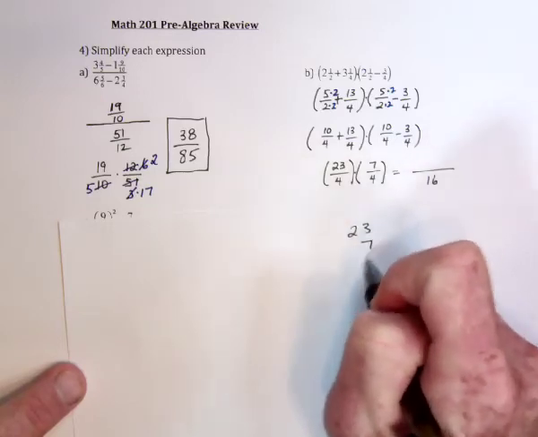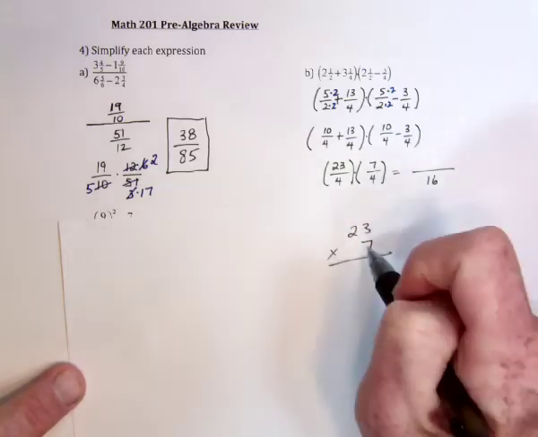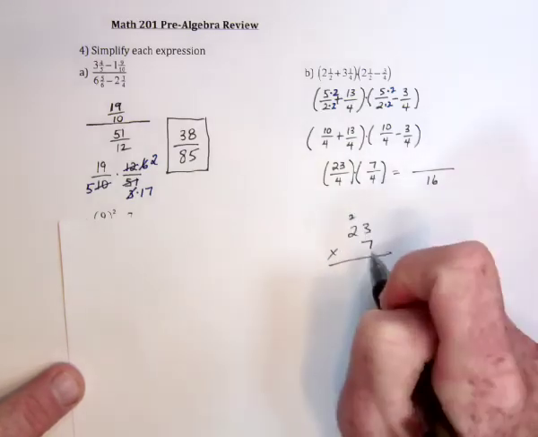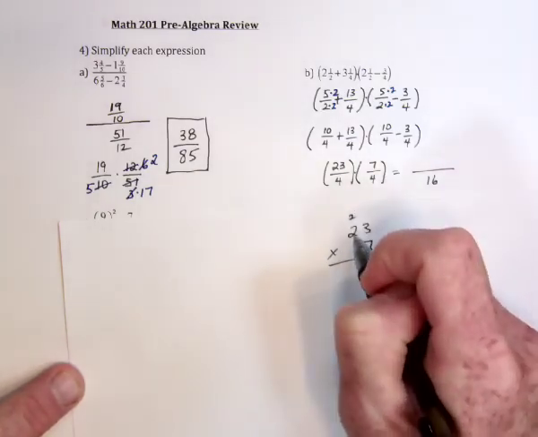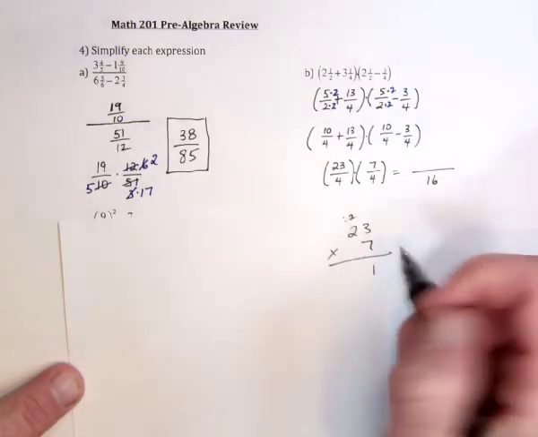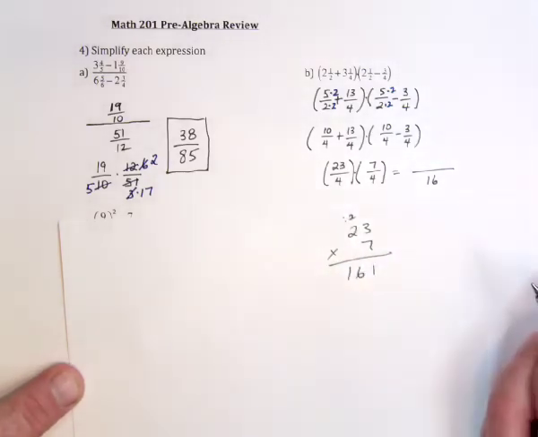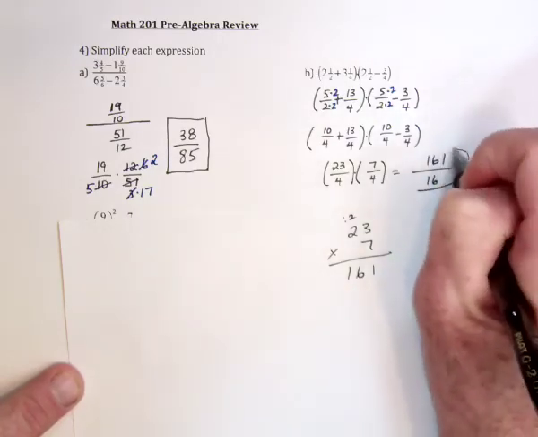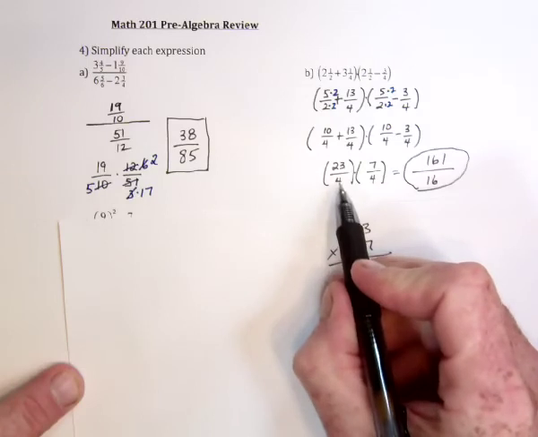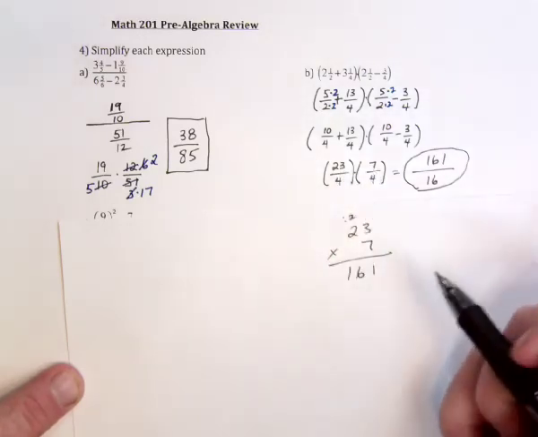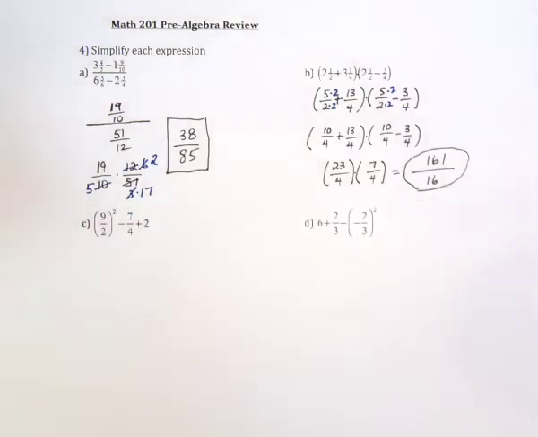23 times 7. So 7 times 3 is 21. Then 7 times 2, that's 14, and then 15, 16. So it's a 161. And I know that this cannot be reduced because that's what I was checking over here. Will 4 divide into 23? No. Will 4 divide into 7? No. So it can't be reduced.